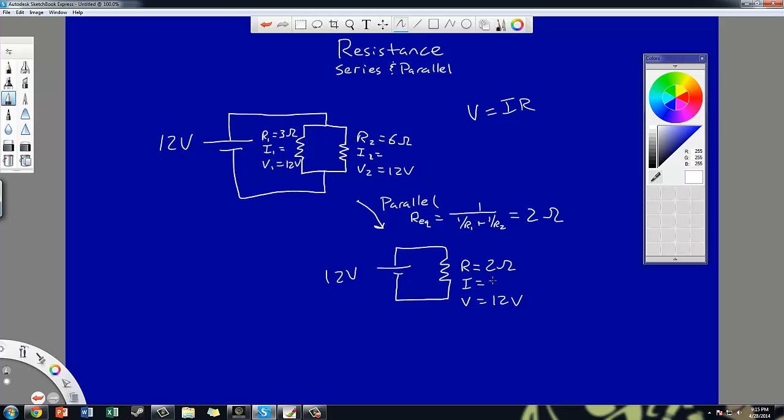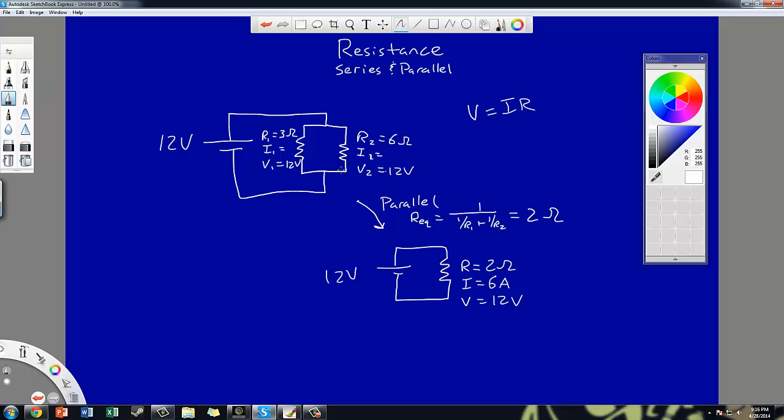But since we've made this choice, let's go ahead and solve for the overall current of the combined resistance here. In this case, it's V equals IR, so 12 equals I times 2. I must be 6 amps. And that's going to be a good piece of information to have anyway for when we check our work later.